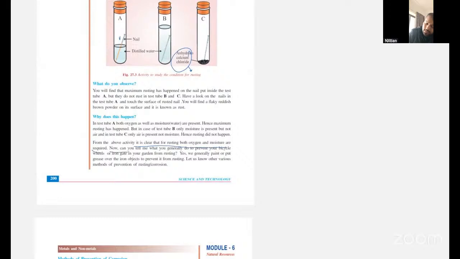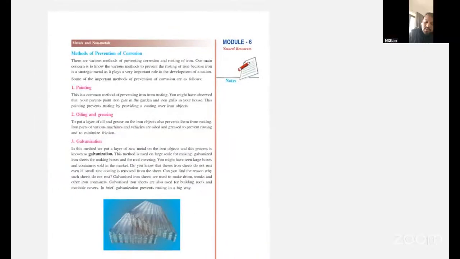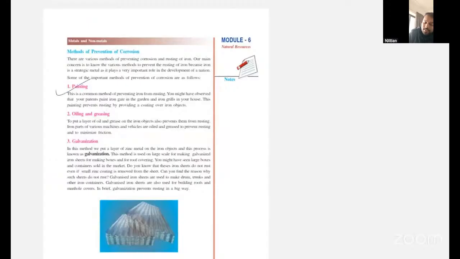Now, can you tell what you generally do to prevent your bicycle wheels or the iron gate in your garden from rusting? How can you prevent rusting? We have different points. Put oil, painting, oiling, galvanization.